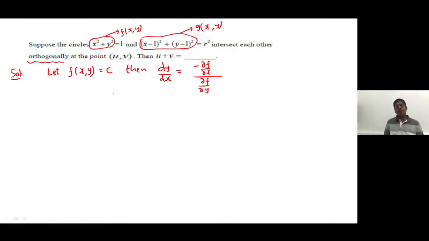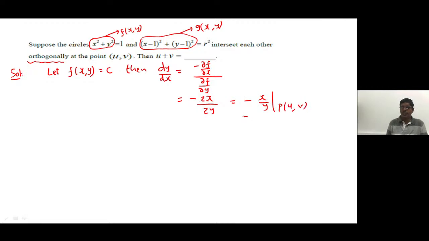Two curves intersect orthogonally means the product of the slopes of the tangents at the point of intersection is always minus 1. That is, the product of the slopes is minus 1. So this is equal to: x square derivative with respect to x, and y square partial derivative 0. So minus 2x divided by x square 0 with respect to y, y square derivative 2y. So this simplifies to minus x by y at the point u comma v.